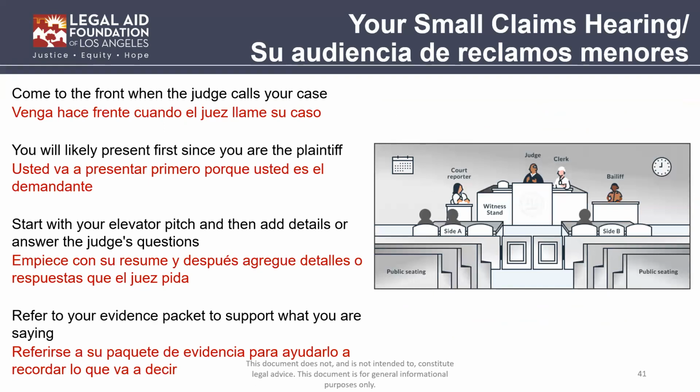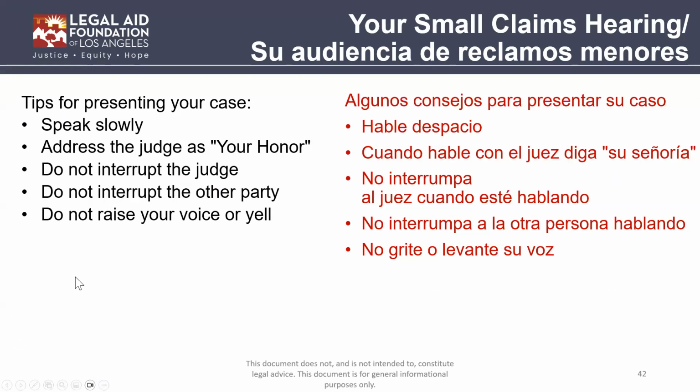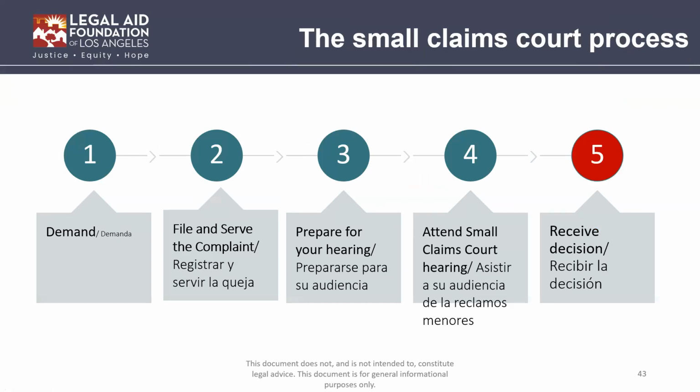When it's time for the hearing to begin, come to the front of the courtroom when your case is called. You will present first because you are the plaintiff, and that's when you start with the 2 to 5 minute summary that you've prepared, and you add details or answer the judge's questions as you go. Refer to your evidence packet to support what you're saying as much as you can while you're speaking. Some other tips for presenting your case: speak slowly, address the judge as Your Honor, do not interrupt the judge, do not interrupt the other party, and do not raise your voice or yell. After your small claims court hearing is over, you will receive a decision.